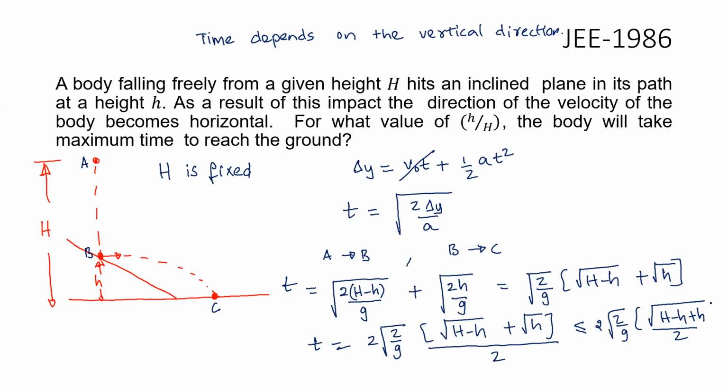This is what you're saying. Square root of the whole thing. What property are you using here? Interesting. AM-RMS inequality. AM. RMS.